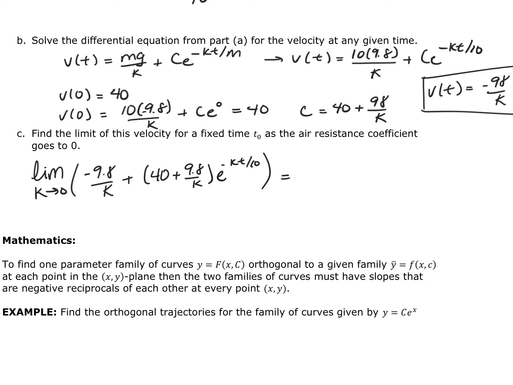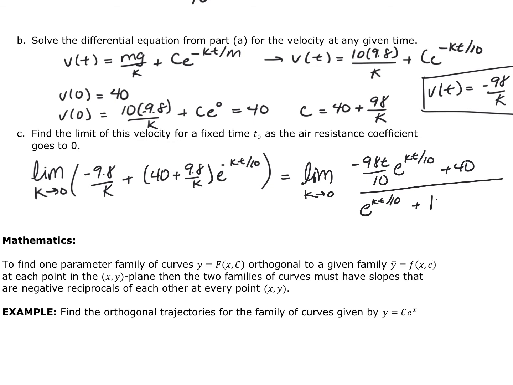Now, just to make our lives a little bit easier, I'm going to make this one single fraction, because right now I have e raised to the negative kt. E raised to the negative kt really should be in the denominator, so this really is a fraction. And so I want to go ahead and clean this up so that it's the same fraction. And when I do that, I'm going to end up with a limit as k approaches 0 of negative 98t divided by 10 e raised to the kt divided by 10 plus 40, all divided by e raised to the kt divided by 10 plus ke raised to the kt divided by 10 multiplied by t divided by 10.